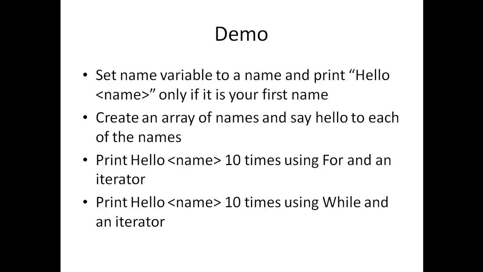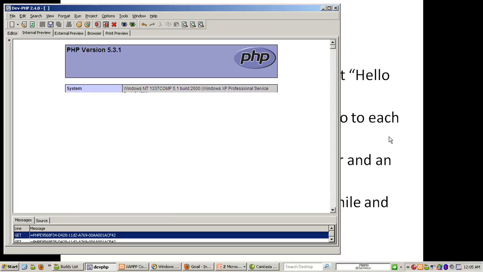All right, demo time. We're going to set the name variable to a name and print hello name only if it is your first name. Okay. So let's do that.